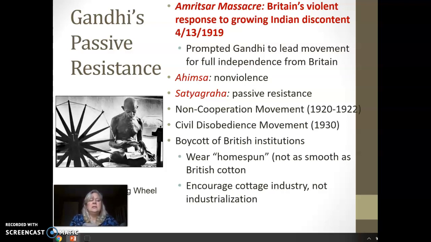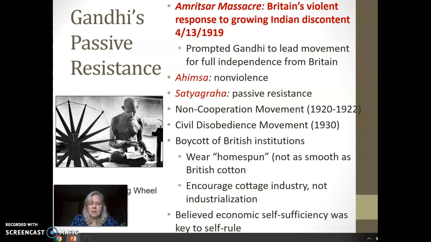Also encouraging the cottage industry, so making things in your home rather than industrialization. Now, this could be a problem for the Indians long term if they're not industrializing, but they felt that it was what they had to do to get out from under British rule. So this final point here is what I just said. They believed economic self-sufficiency was the key to self-rule.